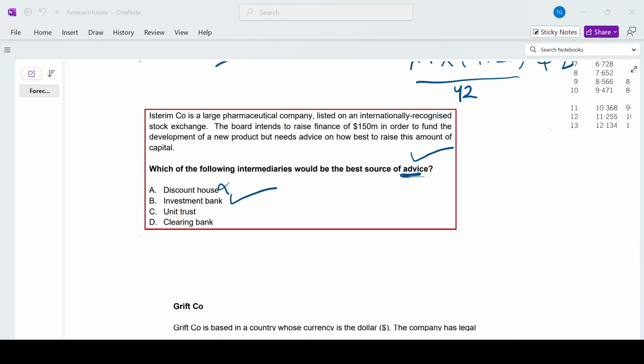Unit trust. What does a unit trust do? Basically these are institutions who invest in different sorts of shares, debentures, different sorts of securities so that they make returns. So they do not provide advice. Hence, because advice is what we need, we cannot possibly go to a unit trust. Then talking about clearing banks. Clearing banks are mainly those kind of banks which give you daily banking services like debit card, ATM, withdraw cash, deposit cash. So all of these are what clearing banks do. So again, advice will not be offered by them. So who is going to offer the advice? It's going to be the investment bank.